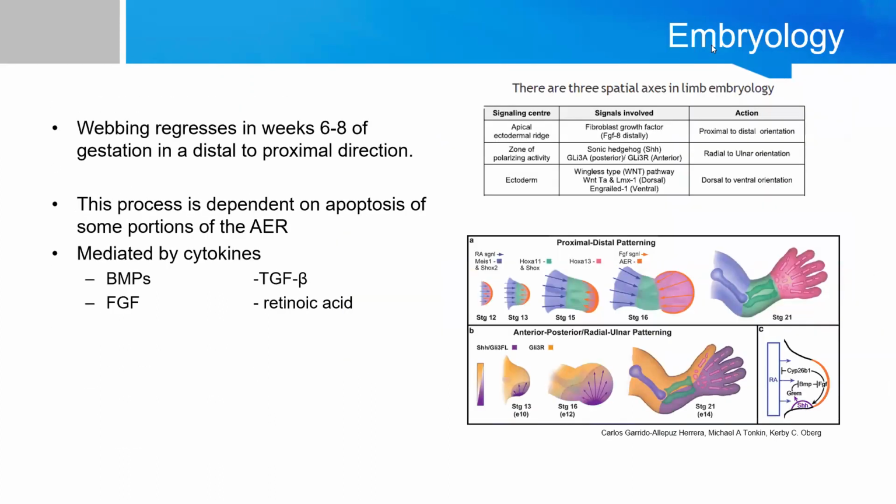As we know from embryology, webbing regresses in weeks 6 to 8 of gestation from distal to proximal direction. In syndactyly, an abnormality of the process of apoptosis in the apical ectodermal ridge happens, which is signaled by the bone morphogenic proteins, transforming growth factor beta, fibroblast growth factor, and retinoic acid. But the exact mechanism is still unknown.